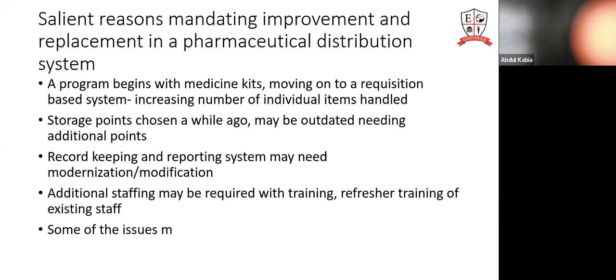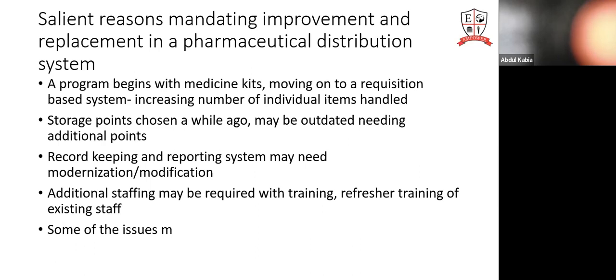So these are the salient reasons why we need to improve. Let's say this program began with medicine kits, then moved to a requisition-based system, and the number of items increased. We have a whole lot of items to handle now, so there is need for improvement. The storage points we chose a long time ago, when we started the program, when it was a small program, might not work now; they are outdated. So we need some additional points. There should be thinking around how we improve the system.